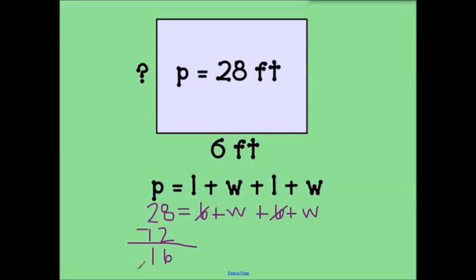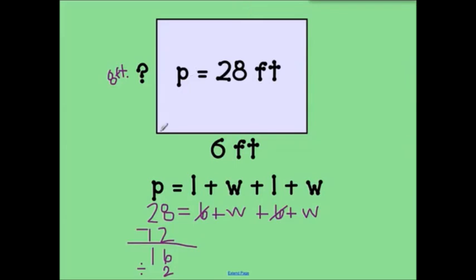And so I have to divide this by 2 to get one side. So 16 divided by 2 is 8. This side is 8 feet. And if I were to check my answer, I've got 8 feet plus 6 feet is 14, plus 8 plus 6 is 28 feet.